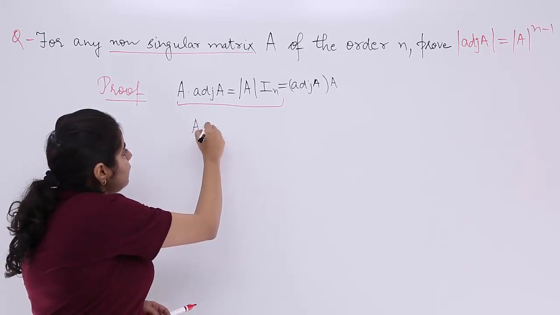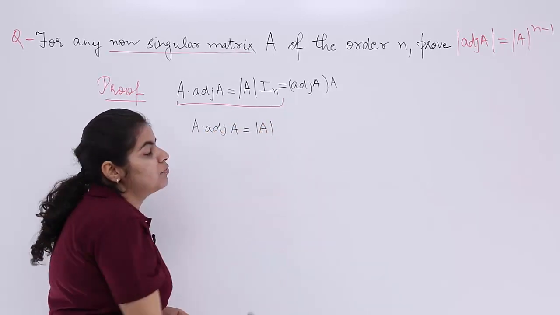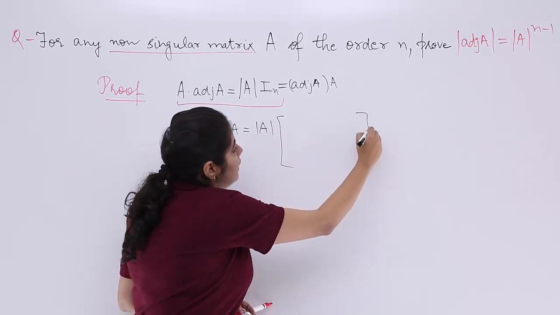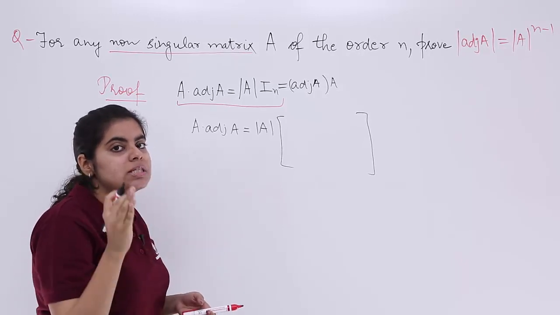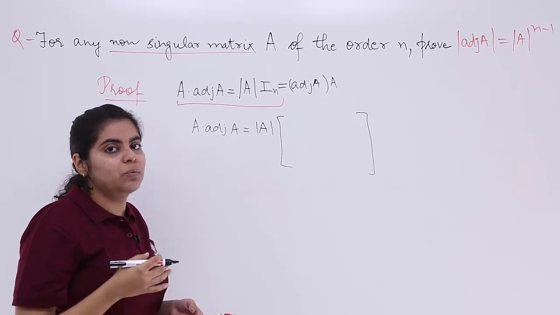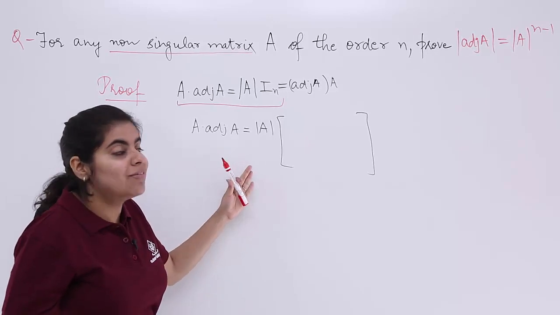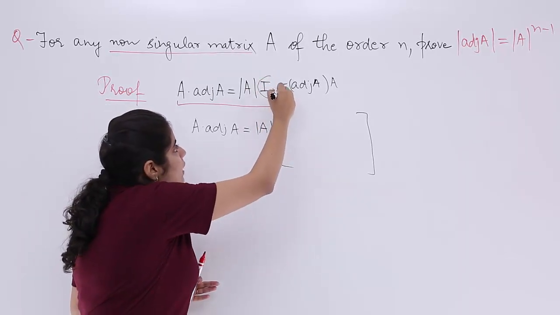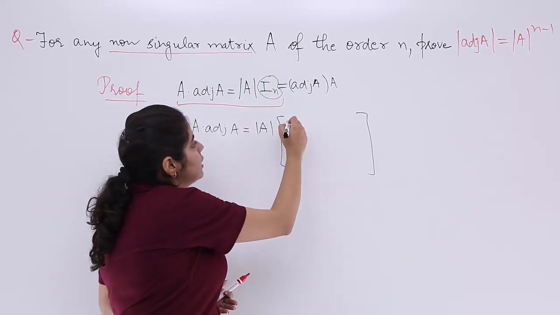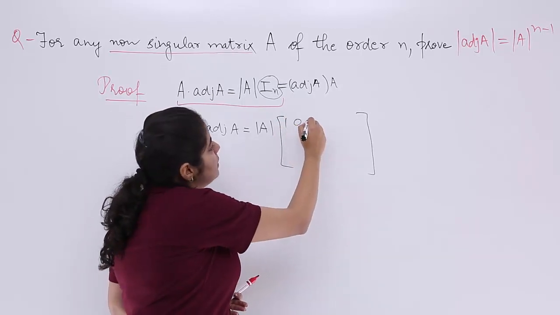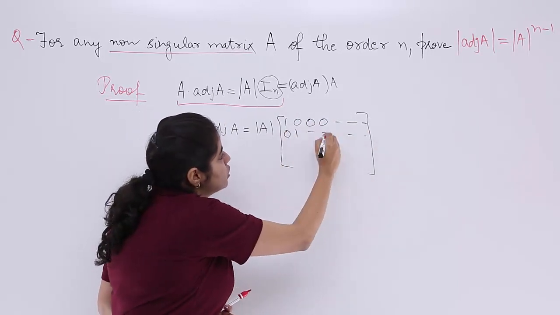I know that A into adjoint A is equal to what? Outside it is determinant of A and inside it is the identity matrix. If that identity matrix had been a 2-order matrix, it would have been 1, 0, 0, 1. Had it been a 3-order matrix, it would have been 1, 0, 0, 0, 1, 0, 0, 0, 1. But in this case, when you have an n-order matrix, to show it in the form of a matrix is a bit difficult, but still it will be what? It will be 1 here and then zeros everywhere. Then it will be 0 here, it will be 1 here, then so on zeros.